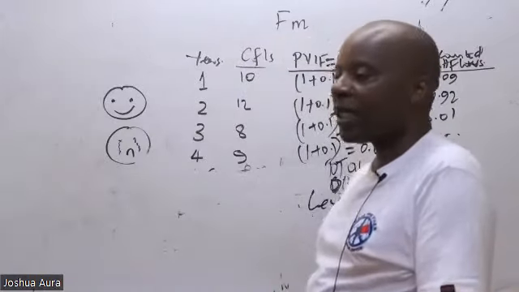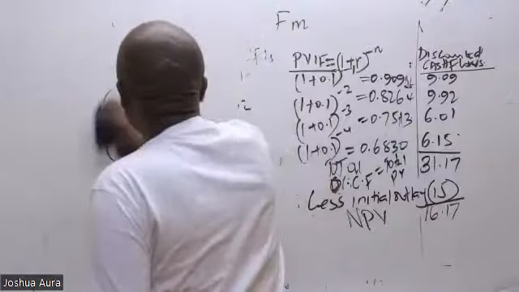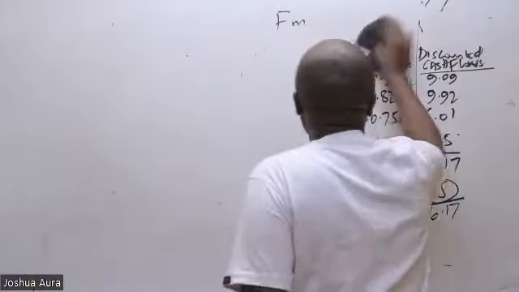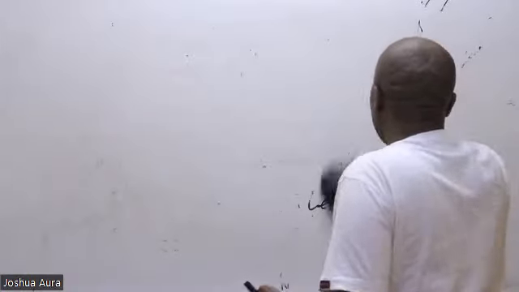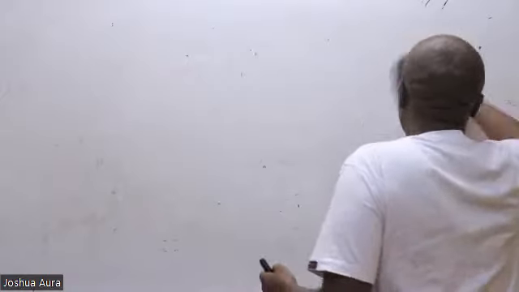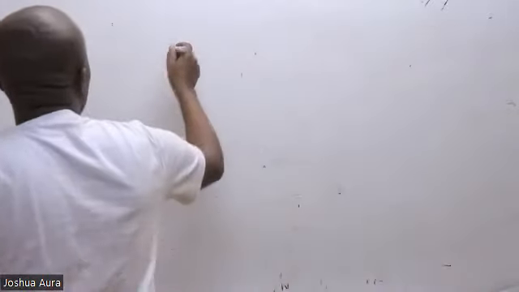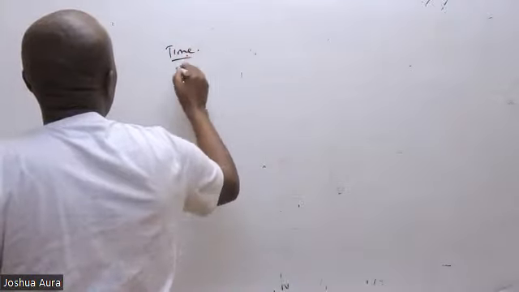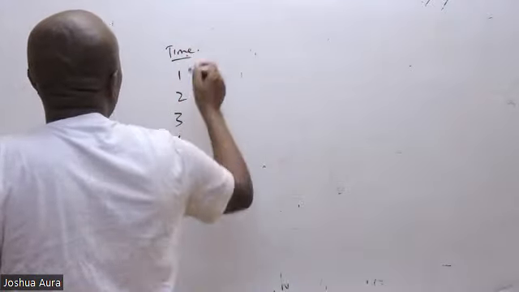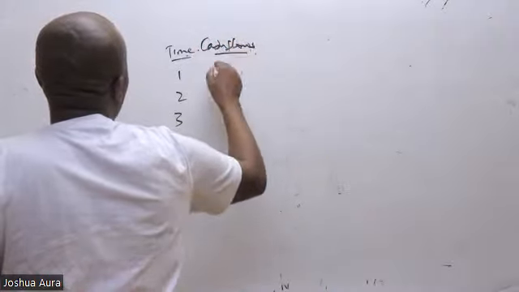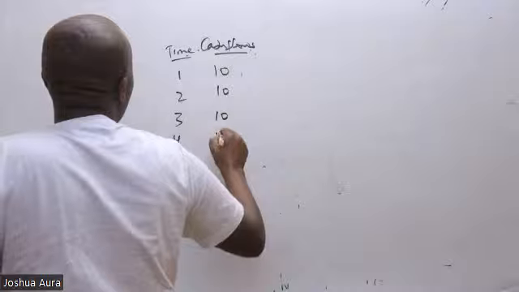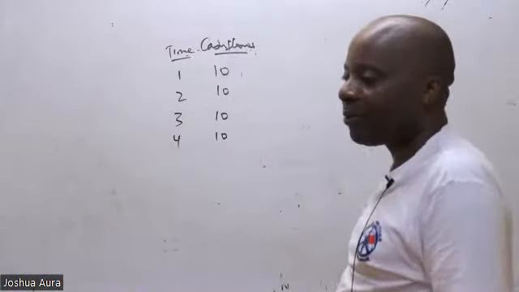Now in this second question, I'll have a small question that will move like this. We have time: time 1, time 2, time 3, time 4. Then we have cash flow. So cash flow is 10, 10, 10, 10, 10, 10, 10, 10, 10, like that. And then I would want us, ladies and gentlemen, to use PVFA.